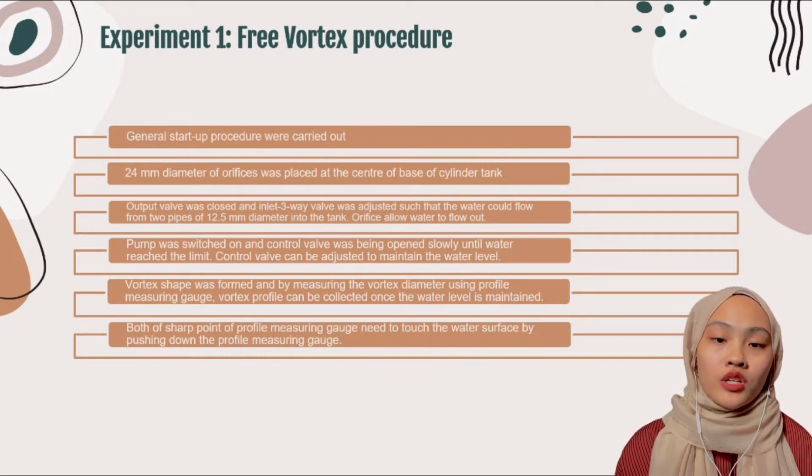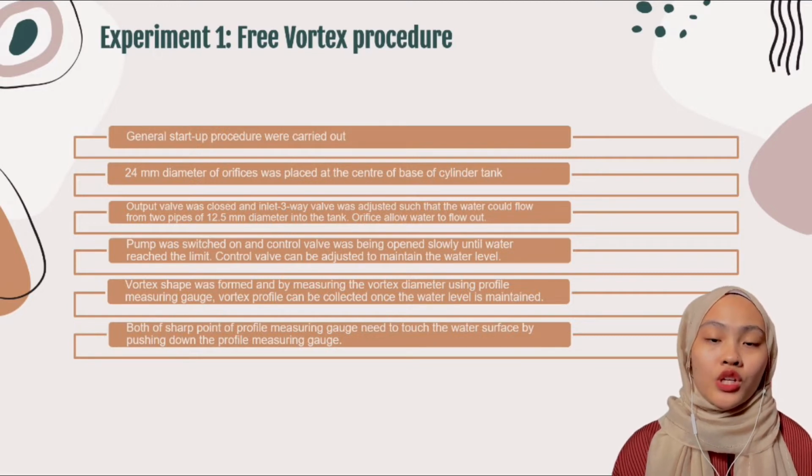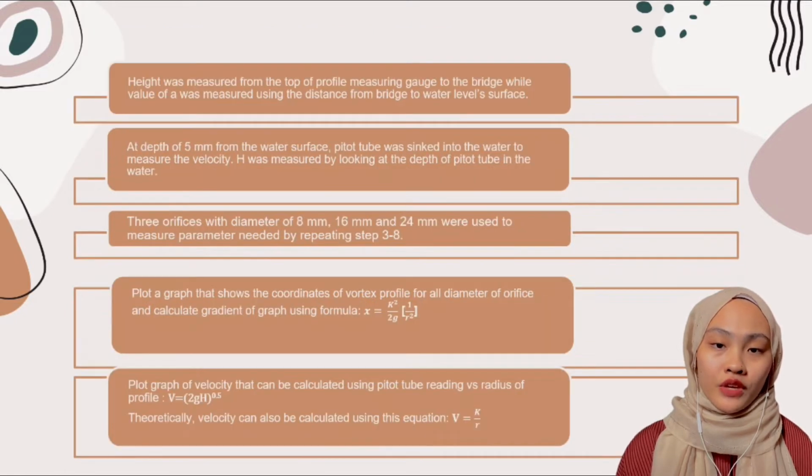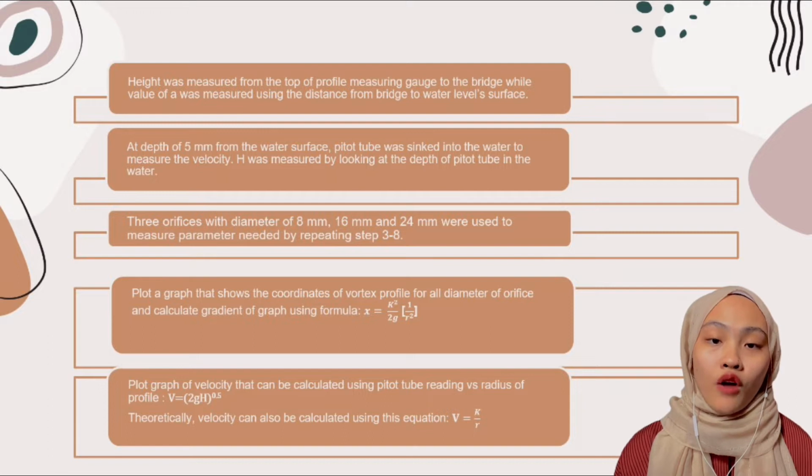Before that, ensure that the output valve is closed. Switch on the pump and slowly open the control valve till the water reaches the limit. To maintain the water level, adjust the control valve. The vortex shape will then form and the profile measuring gauge is used to measure the vortex diameter. Make sure the sharp point of the measuring gauge touches the water surface. Measurement of height can be taken from the top of the measuring gauge to the bridge, while the value of A is measured using the distance from the bridge to the water level surface.